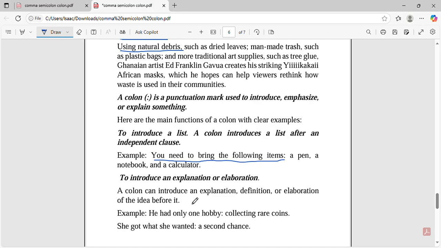A colon can also introduce an explanation, definition, or an elaboration of the idea you've mentioned before. Good. So here's an example. He had only one hobby. So what is that one hobby that he had? Collecting rare coins. She got what she wanted. And what is it that she wanted? A second chance.